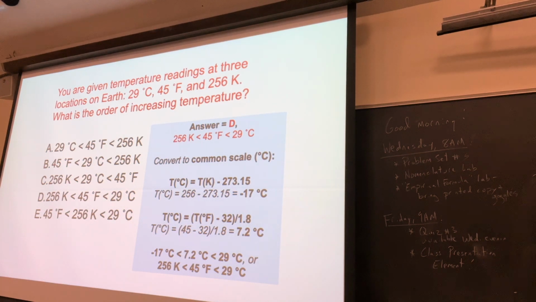So again, 256 Kelvin minus 273 comes out to be negative 17 degrees Celsius. And here's how I did the other part, the Fahrenheit to Celsius. I took Fahrenheit, subtracted 32, then divided by 1.8, and it is positive, but it's not that much above the freezing point of water. So 7.2, the Fahrenheit, is right in the middle. The Kelvin is the coldest, and the Celsius here would be the warmest one.